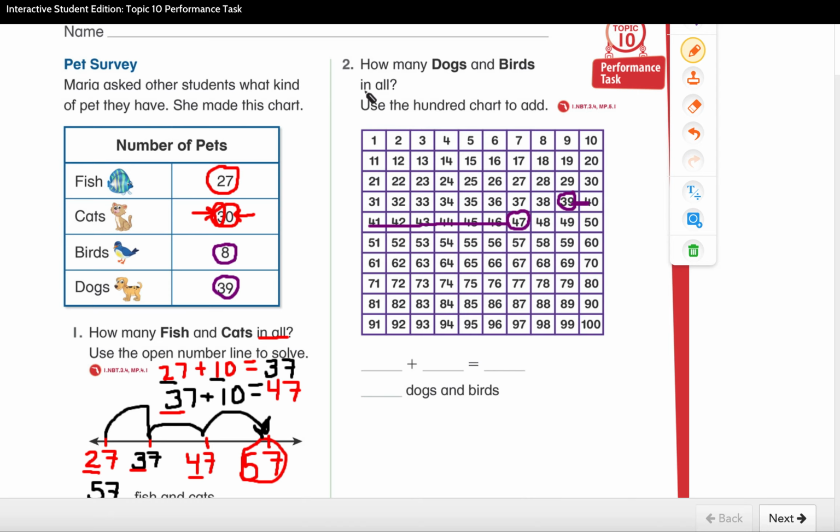And I should have said back here, we know that, like we looked at in the other problem, whenever it says in all, that means adding. So how many do we have in all when we put both numbers together? So what did we add? We added 39 plus 8. And we got 47. So there's 47 dogs and birds in total.